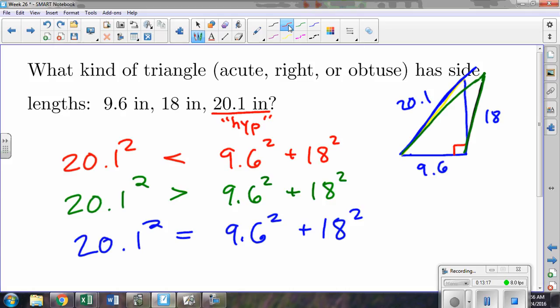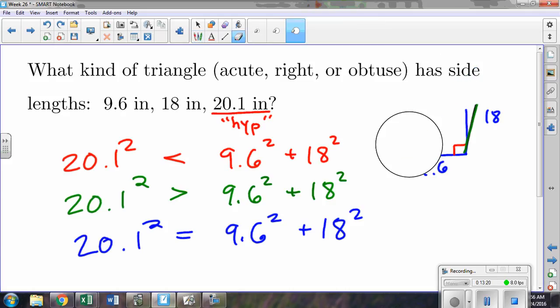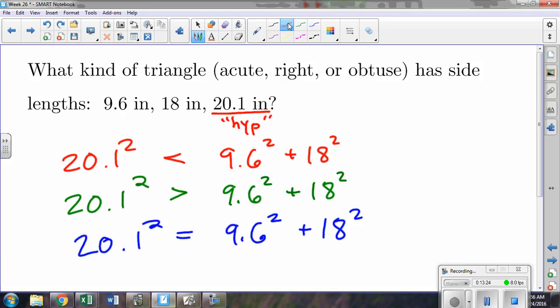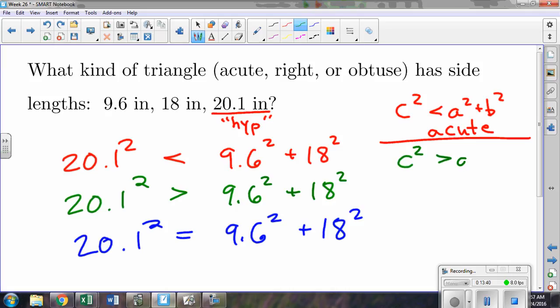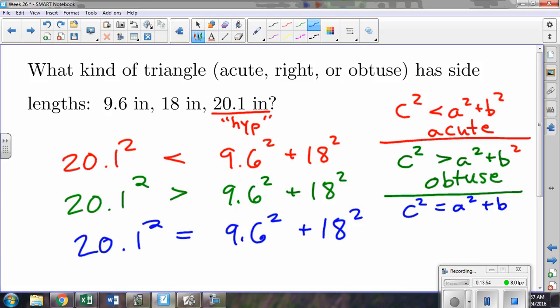And so, once again, writing it up, if we wound up with c squared less than a squared plus b squared, that will create an acute triangle. If we wind up with c squared greater than, that creates an obtuse triangle. And as we already noted with the Pythagorean theorem, if they're equal, it creates a right triangle.